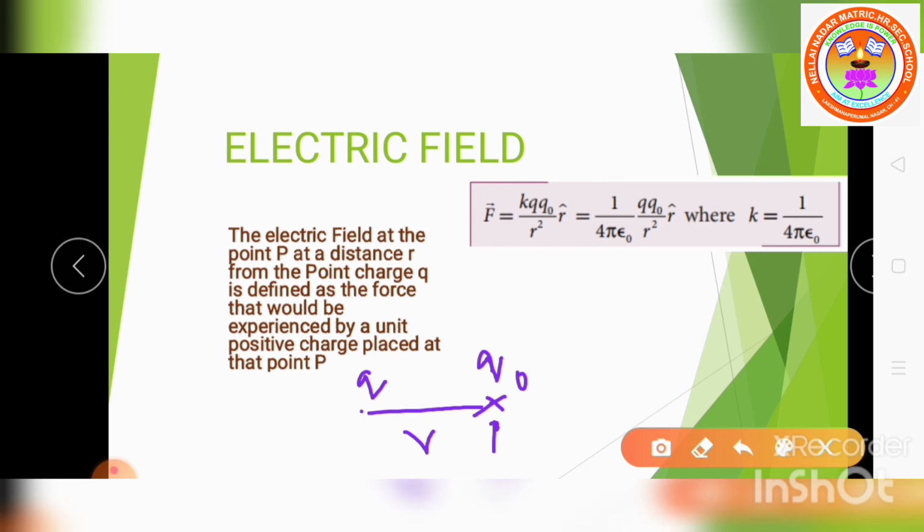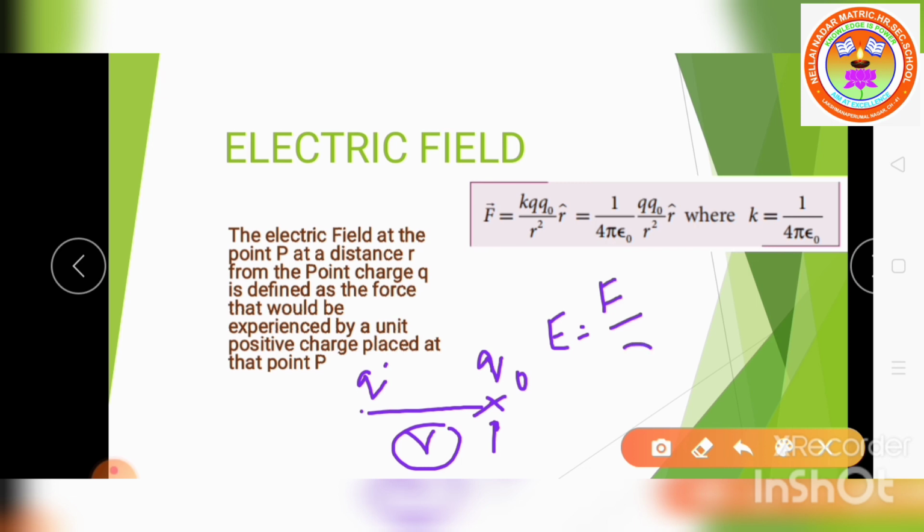So the electric field at the point P, at a distance R from the point charge Q, is defined as the force that would be experienced by a unit positive charge.